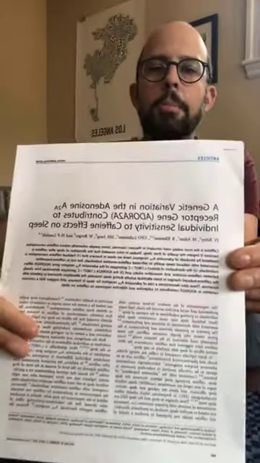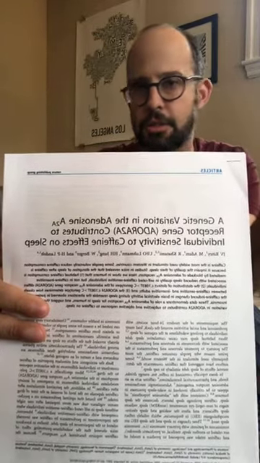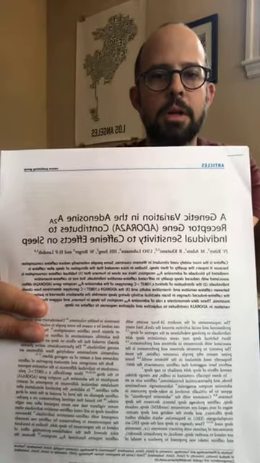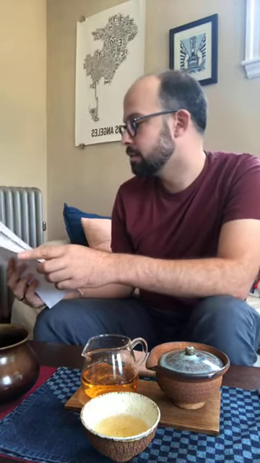Let's see. Yeah, that was this paper. I'll put an annotated bibliography in the description for this video. So if you want to check these papers out, you can read them on your own, or you can at least skim the abstract. This paper is all about a variation in this adenosine receptor and how it affects sleep. In it, they asked people to self-report whether they were sensitive to caffeine or not. And then they tested their genetics.